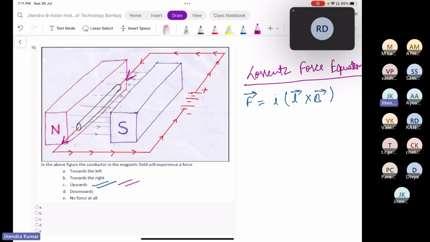Anyone has doubt in this? Sir, supply will be given in the question. Supply is given in the question, but that number is not given. It is just mentioned that a battery is connected to the conductor and current is flowing in the conductor. Means, sir, supply will be given, and we can find the direction of current. Yeah, yes, you are correct.